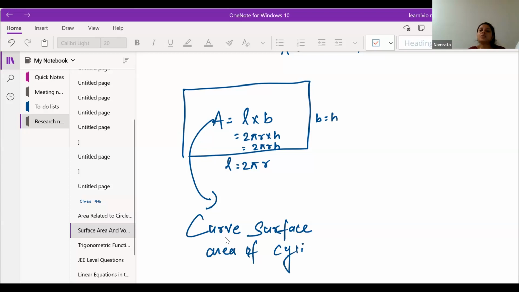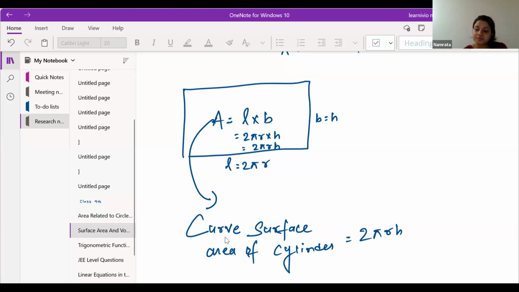Will you forget the formula now that the curved surface area of a cylinder is 2 pi rh? No. And what about the volume of the cylinder? One circle, another circle, another circle, each circle we will stack, and that will give us the volume formula, that is pi r square into h.